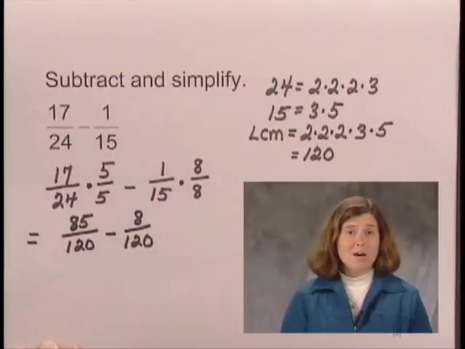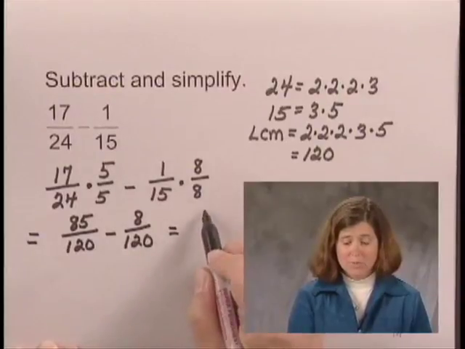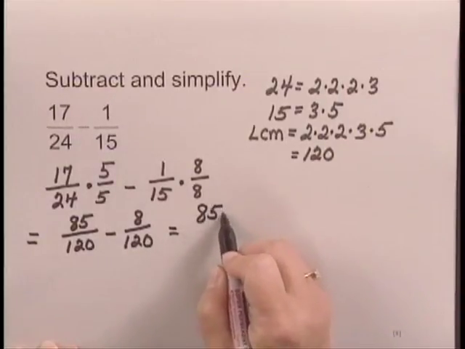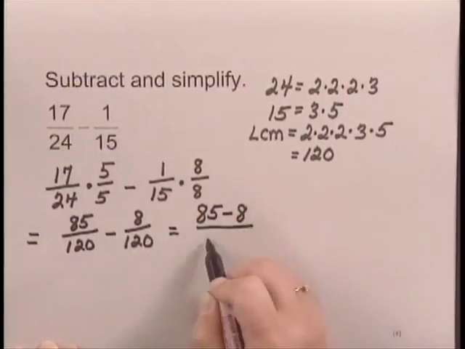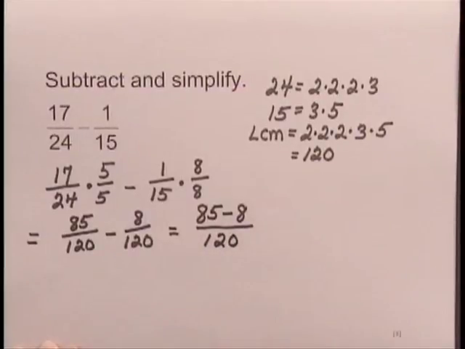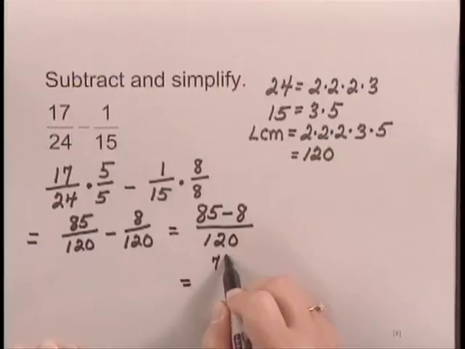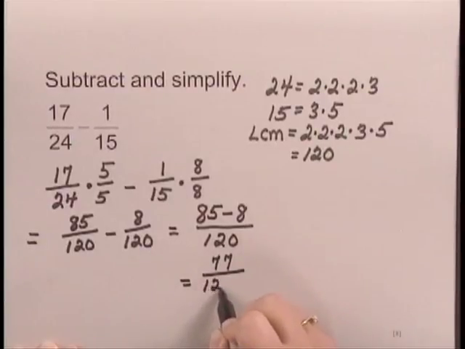And now we have a common denominator. So we can subtract numerators, 85 minus 8 over 120. And carrying out the subtraction, we get 77 over 120.